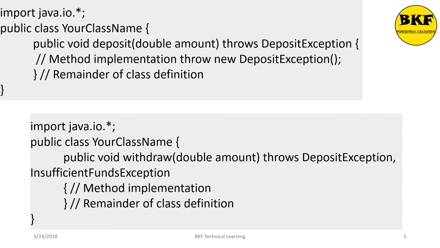Okay, now consider these examples. So here we are making use of throws keyword. So if we do this, we make use of throws keyword, we don't have to place our code inside a try catch block.